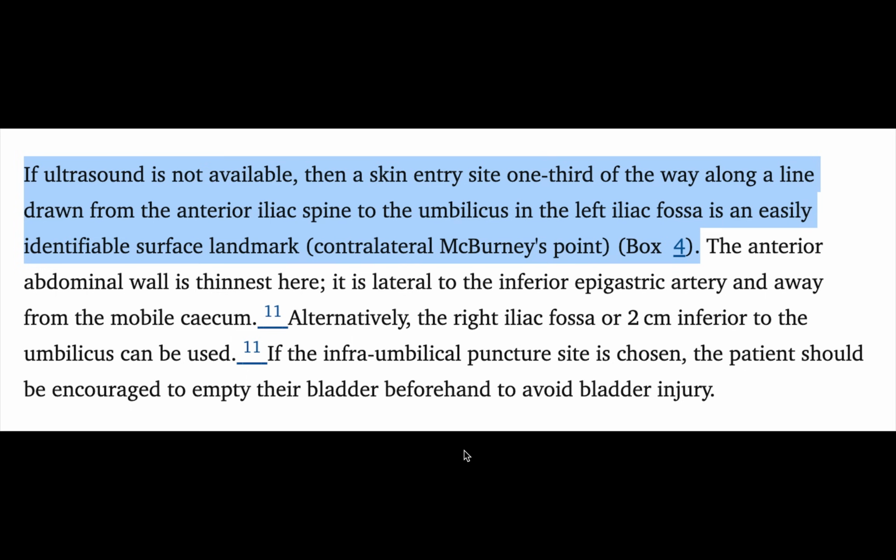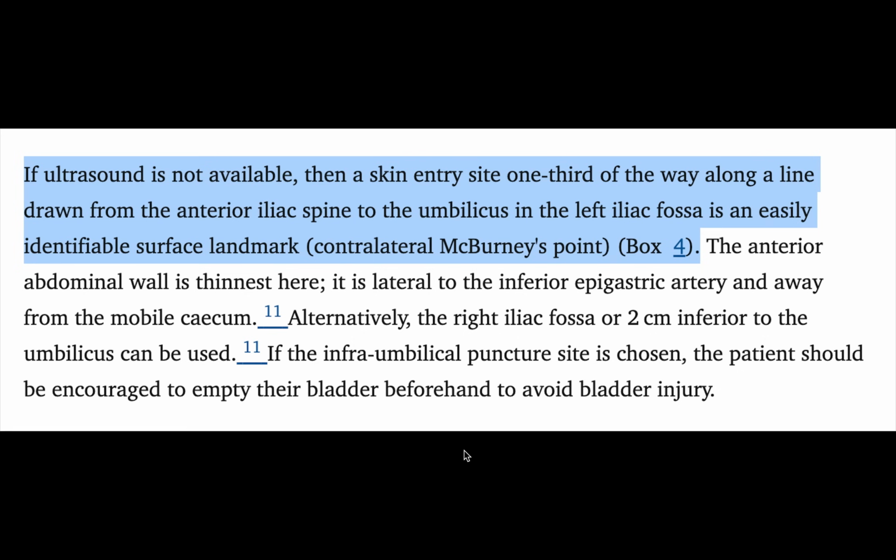So we're going to see these things repeated. Ultrasound not being available, that's significant, and we'll return to that later in the video. We're going to see this iliac spine and the umbilicus in the left iliac fossa being repeated. We're going to see this left quadrant being repeated. We're going to see this expression contralateral to McBurney's point being repeated.